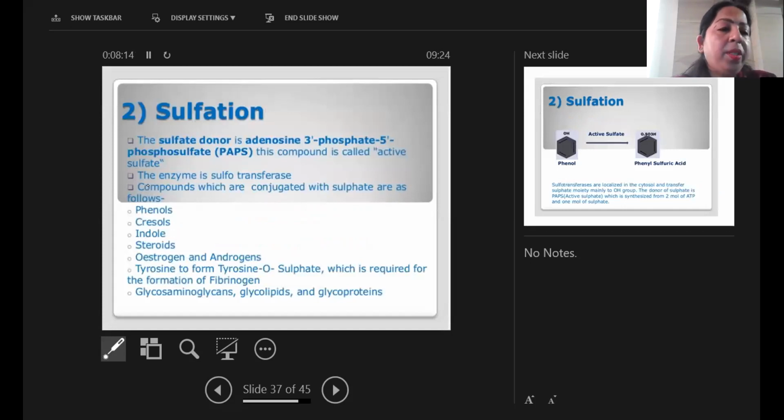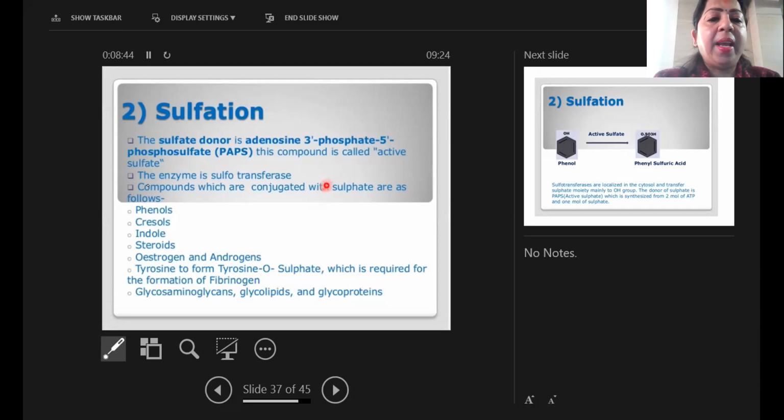Now, the second important reaction is sulfation. What is sulfation? Sulfation is the addition of a sulfate molecule. You all know sulfate contains 4 oxygens, SO4, and these are highly electronegative. So to whatever entity they are going to attach or conjugate, they will convert the molecule into a more hydrophilic entity. So have a look at this.